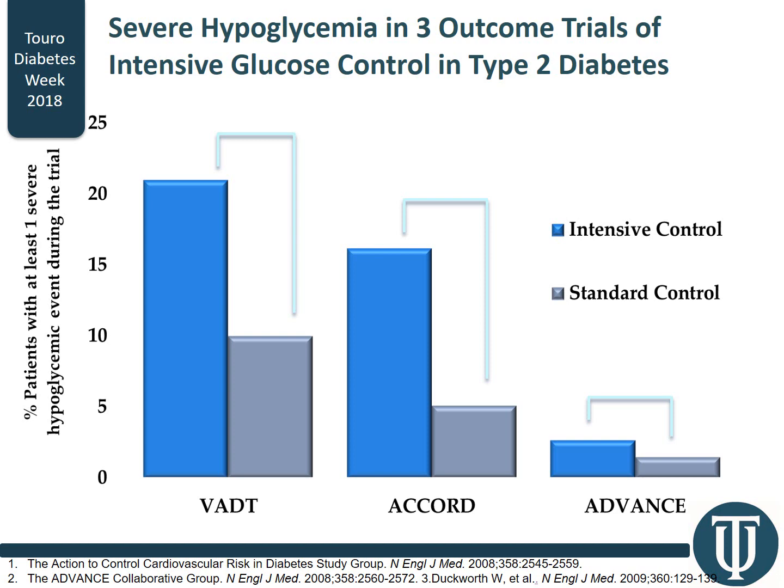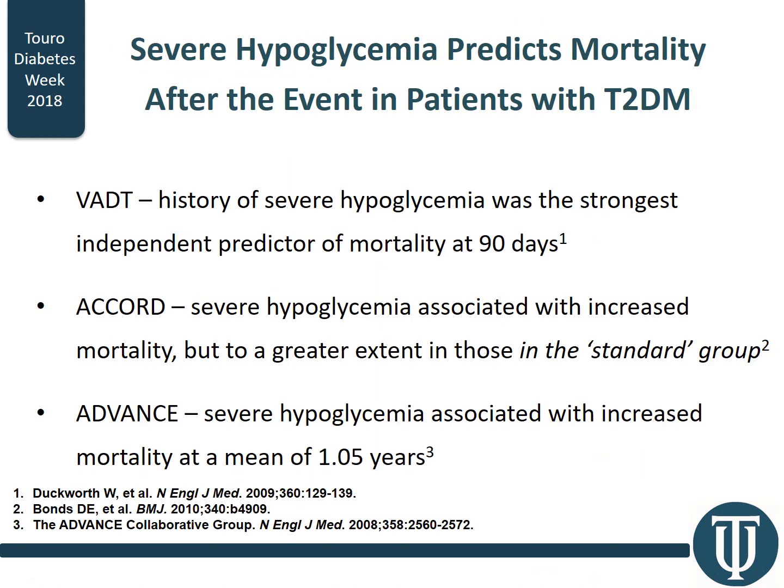We know that our medications for diabetes are not so refined for most patients. We can't push them all the way to the normal level without some risk. And the risk is really exemplified by an increase in severe hypoglycemia. So in those same 3 trials, that severe hypoglycemia actually predicted mortality in these patients. So you can see that in the VA diabetes trial, a history of severe hypoglycemia was the strongest independent predictor of mortality at 90 days.